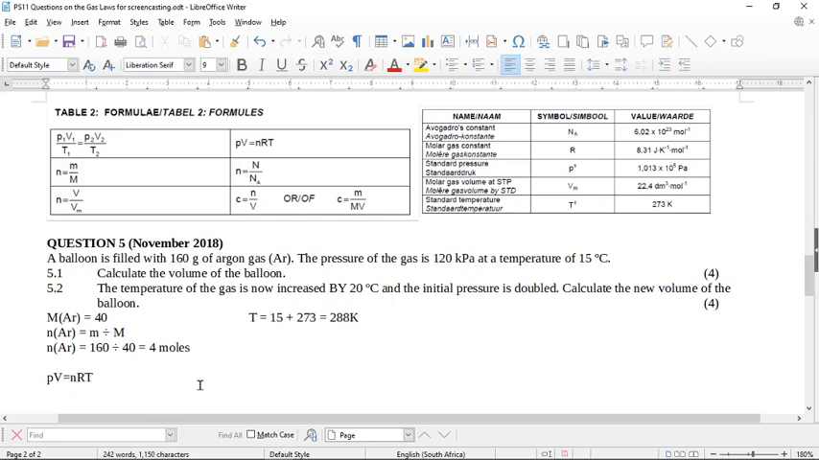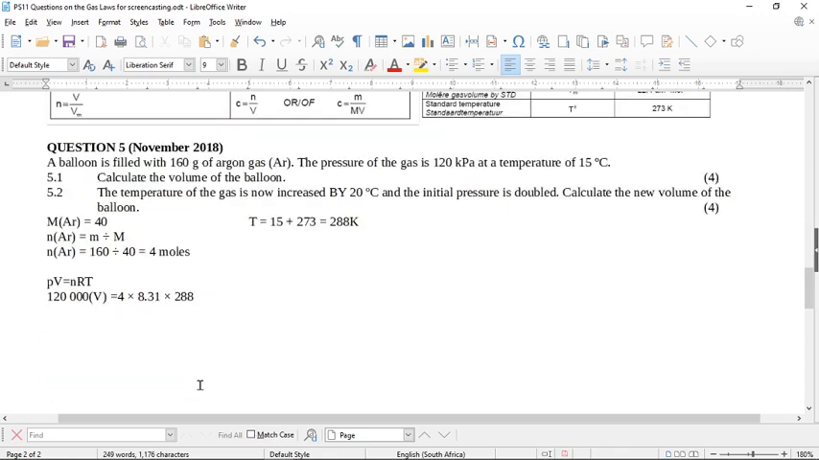My pressure is written here in kilopascals, so I'm going to convert this to pascals. You can either write times 10 to the power of 3, or you can write 120,000. I prefer to write 120,000 because it's easier than putting the exponent in here. The n is 4. We just calculated that. The R is 8,31. And then we want to multiply by the T in Kelvin, which is 288. If you do some calculation on your calculator, and you are cunning with your calculator, you'll end up with something that looks like that.